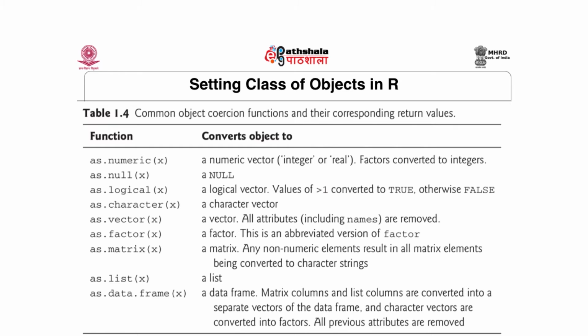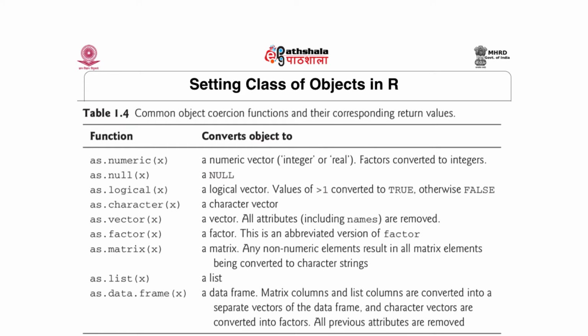So for example, as.numeric will convert the object to a numeric vector. If you use as.null(x), it's going to convert it to a null one. If you want to do it as a logical vector, say for example, you convert x as.logical, and you see that if x has a value greater than 1, that will be set to true, otherwise it's going to be set to false. You can also take x and set it to 1 and then convert that into a character vector. So as.character(x), and it's going to behave as a character vector. So we can do all of these things.